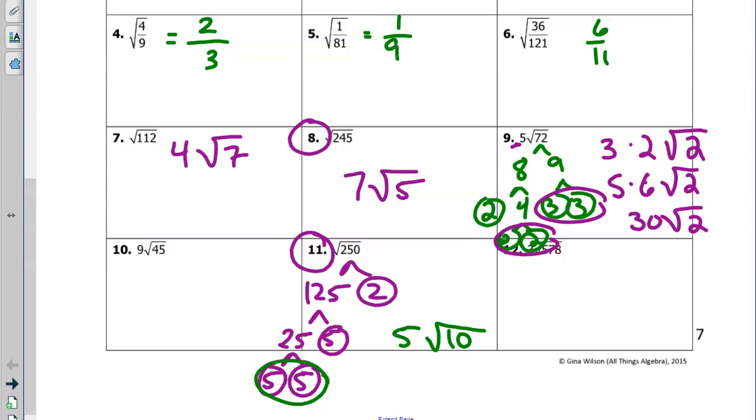Anybody need to see 10 or 12? Can we start doing the quadratic? Alright, let's look at the quadratic. We're going to do more of these.